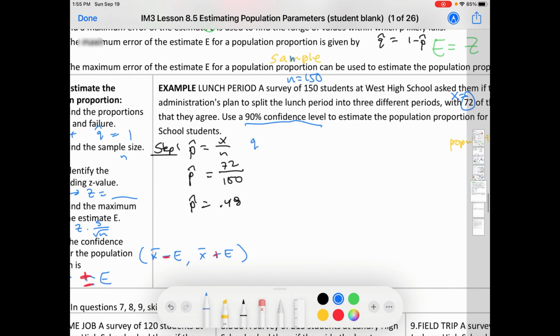Okay, watch this. q hat is basically the complementary, we call it. So 150 minus 72 equals 78. So q hat is really 78 over 150, because those are the people who are saying, nah, I'm not in agreement. And if you do the math, that would be 0.52. Okay, so you have p hat and we have q hat. That was step number 1.